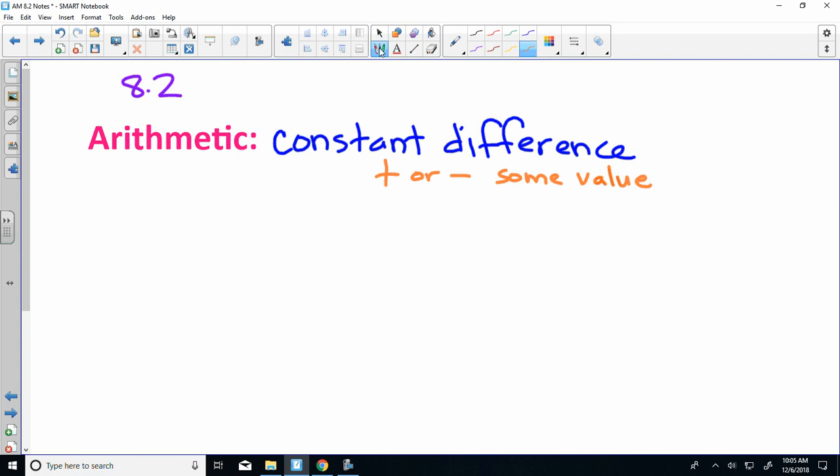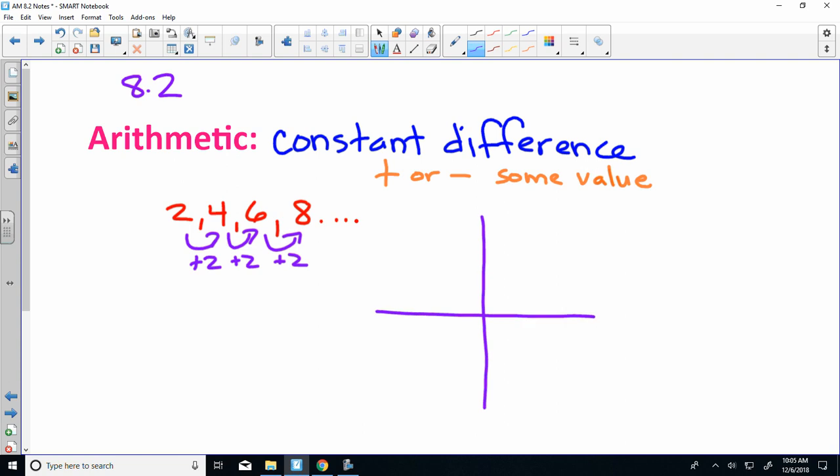An example of that would be, let's say we have 2, then 4, then 6, then 8, and so on and so forth. So that means from here to there, you're adding 2 each time. Now, if you were to plot these points or these coordinates on a coordinate plane, this is the first term, that's the second term, that's the third term, that's the fourth term.